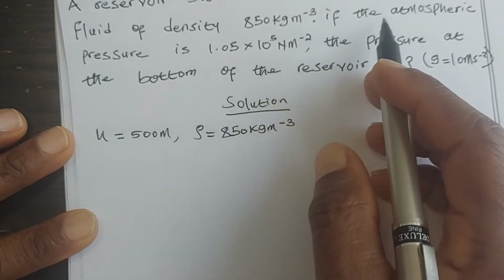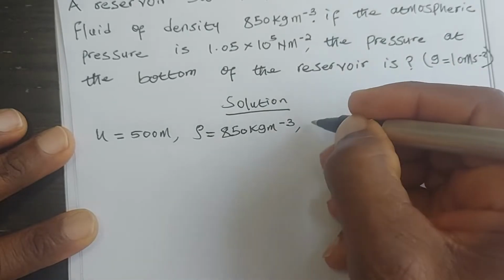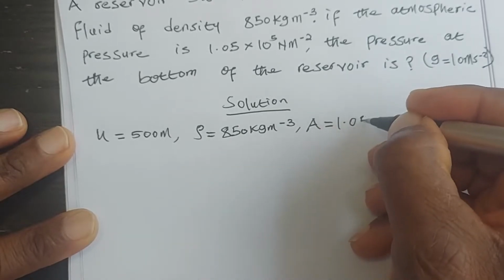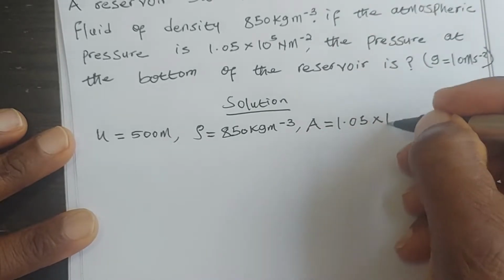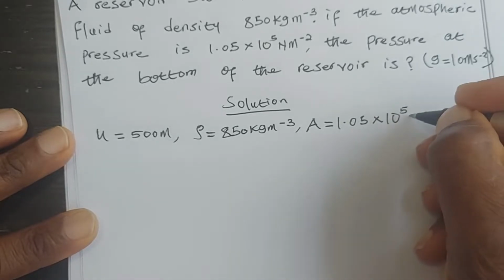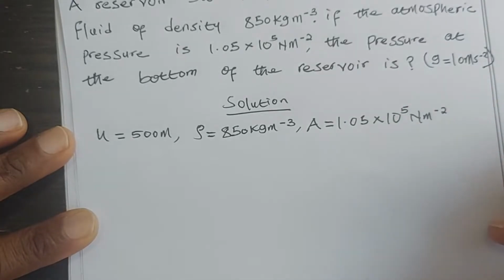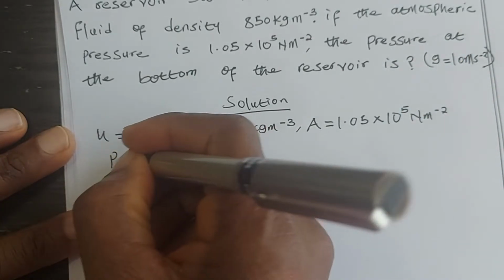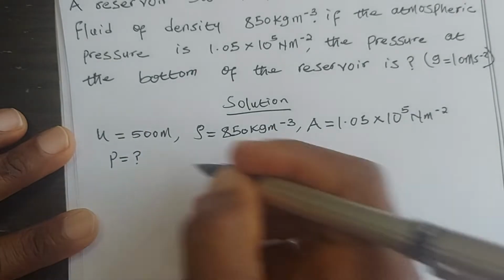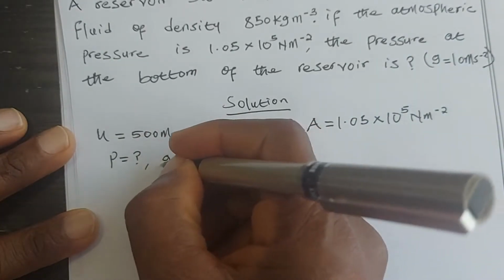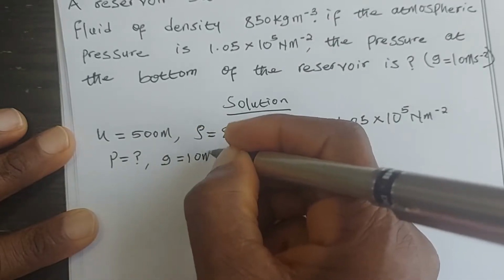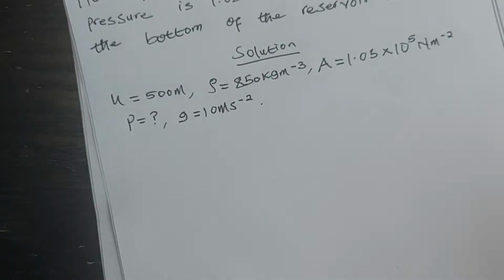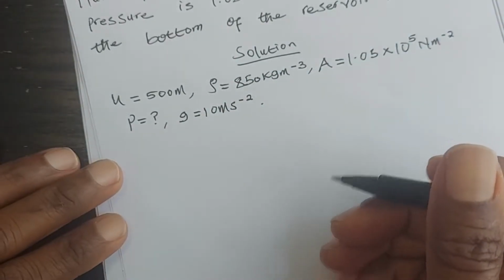Now, it says if the atmospheric pressure, that is atmospheric pressure, is 1.05 times 10 raised to the power 5 Newton per meter square, then we have to find the pressure at the bottom of the reservoir. So we're looking for pressure now. And don't forget, we're given G, that is the gravity, which is 10 meter per second square. All right. Now, so there's a general formula that combines all these parameters together.